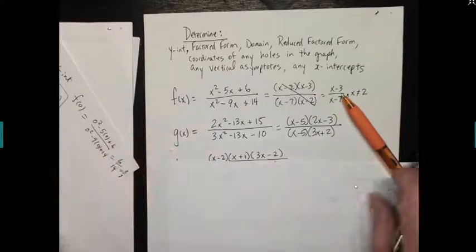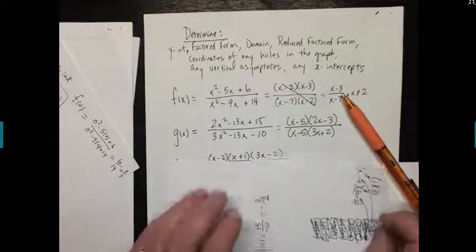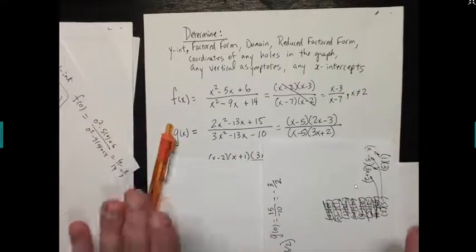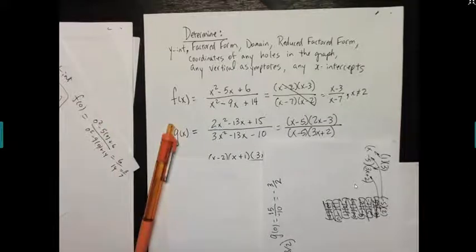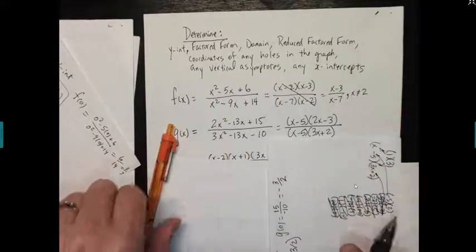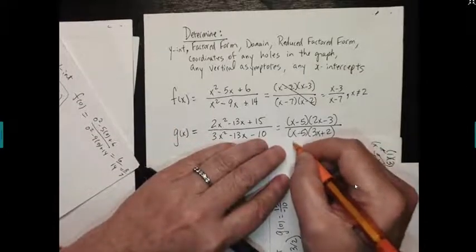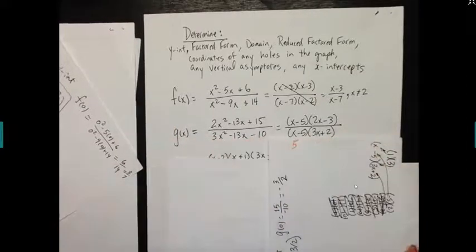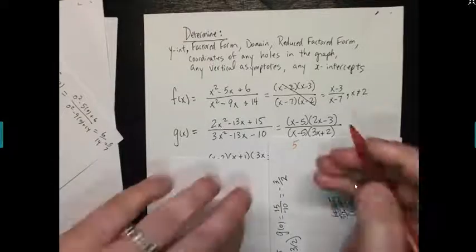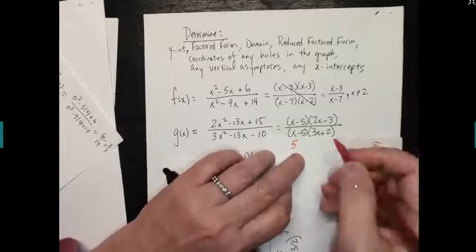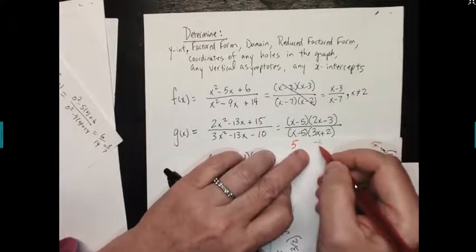Okay. Now, can we get the domain? This is the factored form. So to get the domain, we do not do any cancellation. Now I look at the denominator. What are the zeros of the denominator? Well, 5 is a 0 of the denominator. And negative 2/3 is a 0 of the denominator.